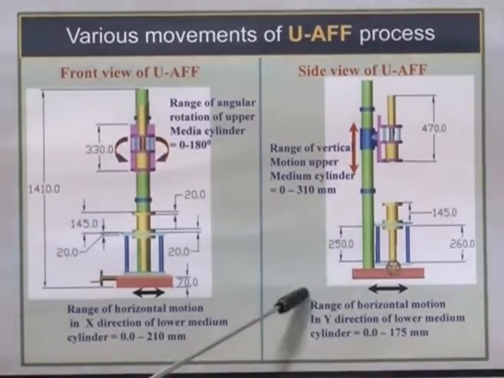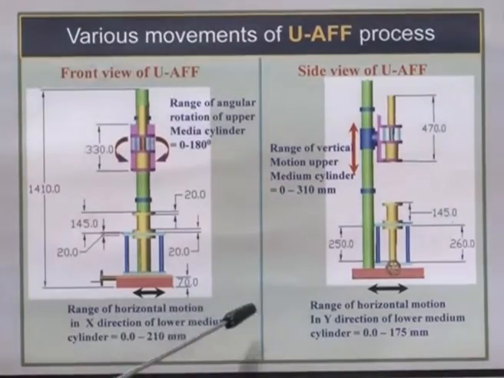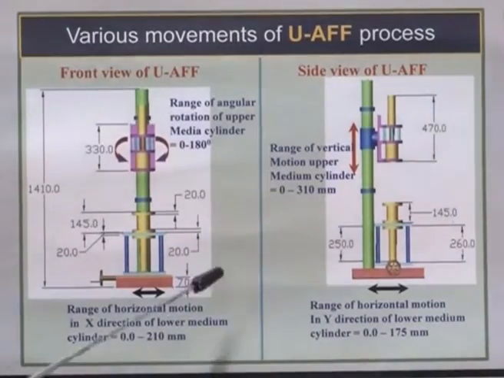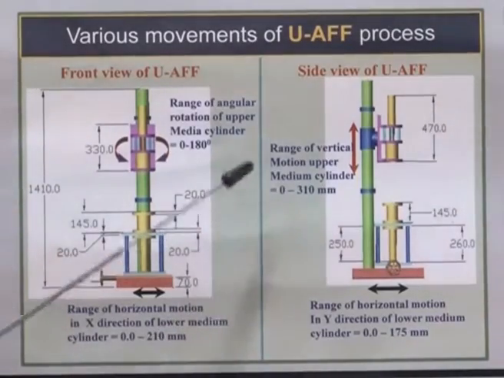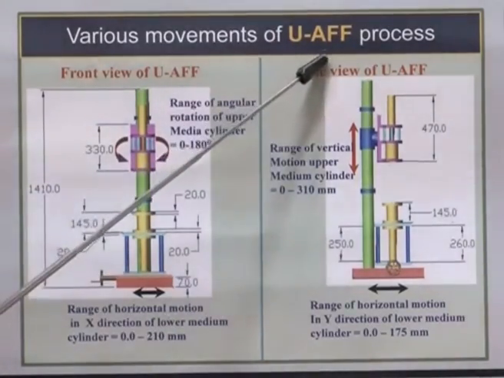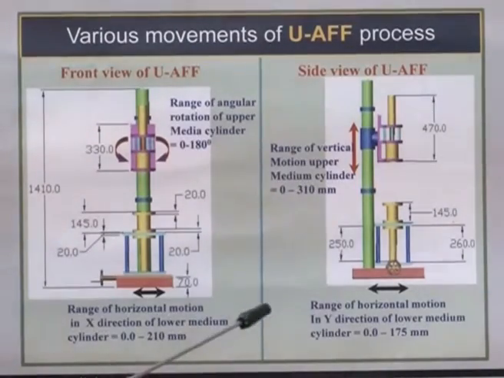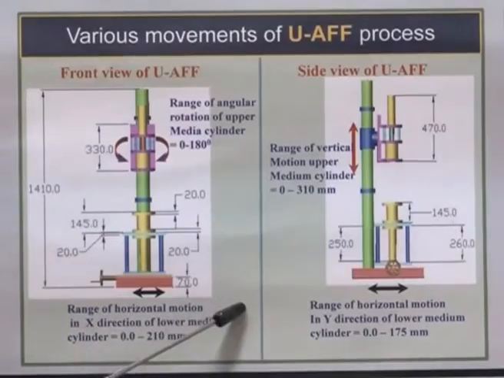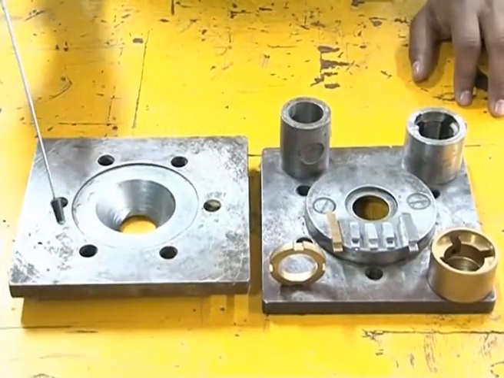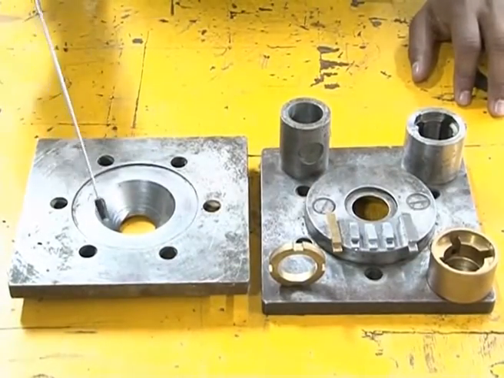All these motions are incorporated in the existing abrasive flow finishing process in order to make the machine a universal abrasive flow finishing process. This process has the ability to finish complex surfaces, and this is the advantage compared to the existing abrasive flow finishing processes. The second major element in the abrasive flow finishing process is tooling.